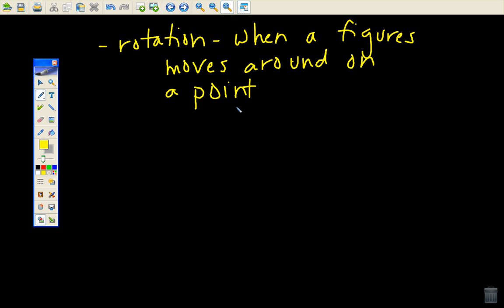The point that it moves around on is called the center point. And the center point doesn't have to be exactly in the middle of the object. It can be on a corner, and then the object will move around on that one point.